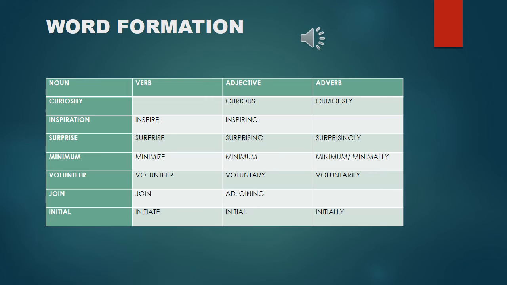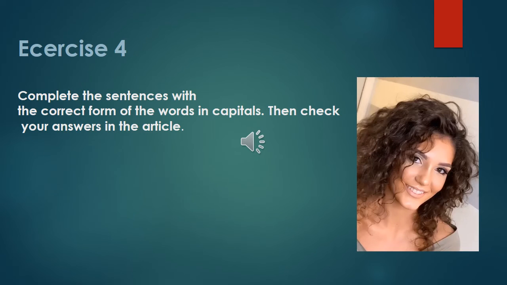But let's ask Amanda how she solved the sentences in the exercise number 4. Complete the sentences with the correct form of the words in capitals, then check your answers in the article. Number 1. Dr. Sugata Mitra thinks the current education system is outdated and not fit for purpose. Number 2. Using a child's natural curiosity is at the heart of Mitra's ideas. Number 3. He put a computer in a hole in the wall between his work premises and an adjoining slum.